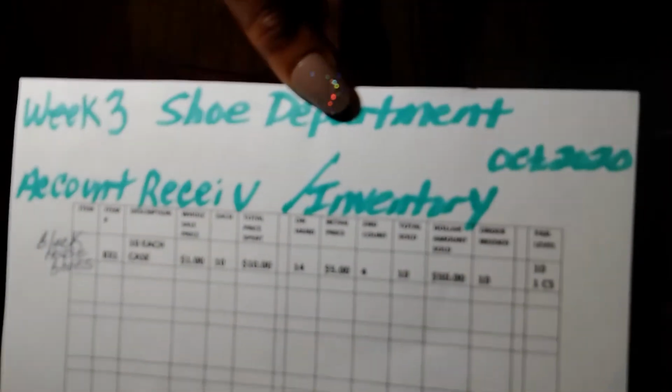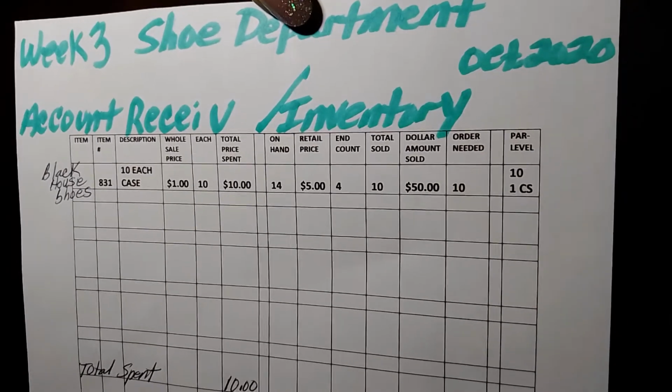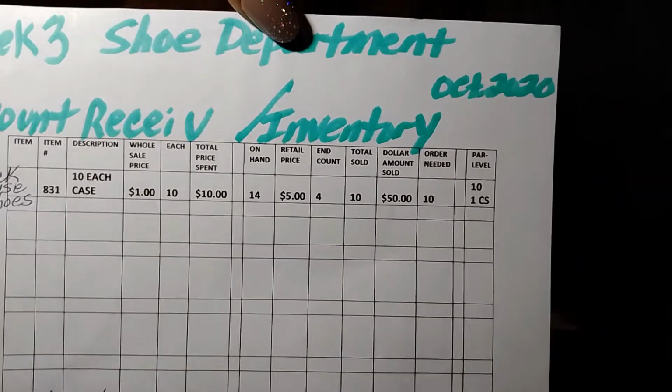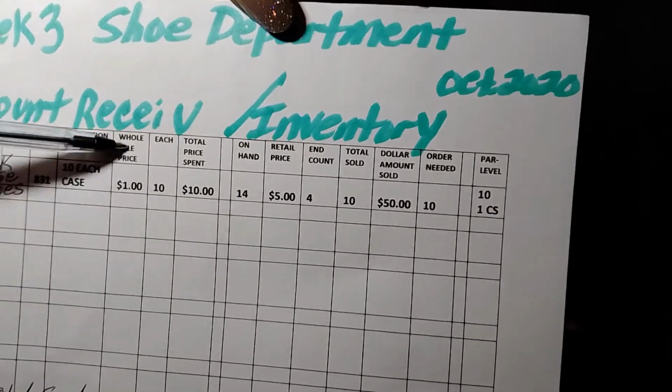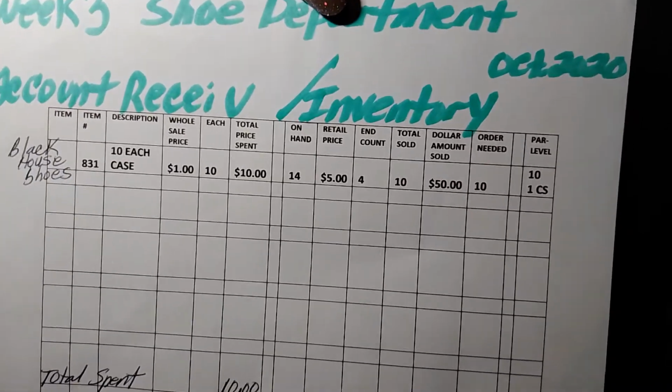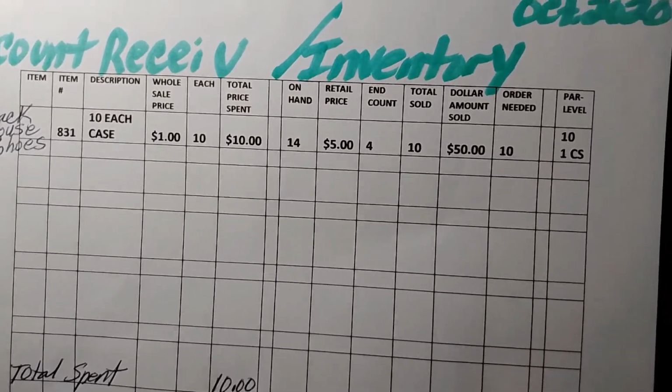And then the black house shoes. I think we probably already did that one. I'm not for sure, but we'll do it again. And the black house shoes, you know, we ordered a case, which 10 comes in a case. And we paid $10 for it. Okay? So that's how you do your inventory accounts receivable. Everything that you got from the truck is what you record on your accounts receivable. Okay? So make sure that you remember that.